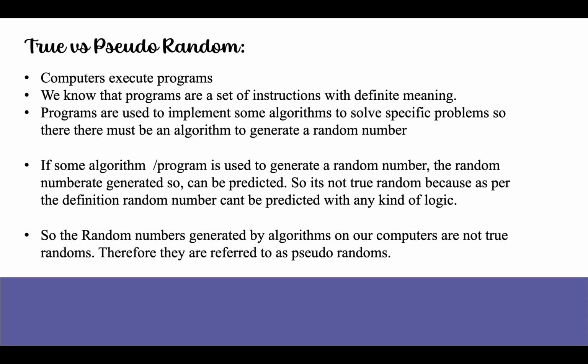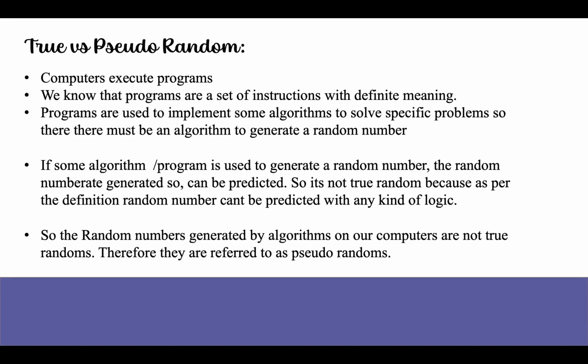Now let's try to understand the difference between true random and pseudo random. We all know that computers execute programs, and programs are a set of instructions with definite meaning. Programs are used to implement algorithms to solve specific problems. So there must be an algorithm to generate a random number. Now the question arises: if an algorithm or program is used to generate a random number, the number generated with the help of the algorithm can be predicted. So it's not true random, because as per the definition of a random number, we can't predict it with any kind of logic. So we can say that the random numbers generated by algorithms on our computers are not true randoms. They are referred to as pseudo randoms or false randoms. So whenever we work with randoms in our programs, we work with pseudo randoms.